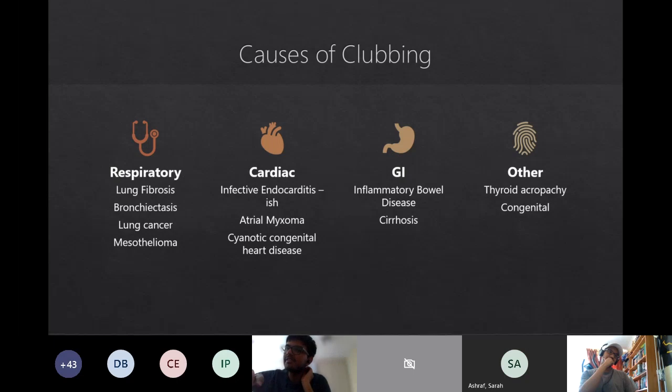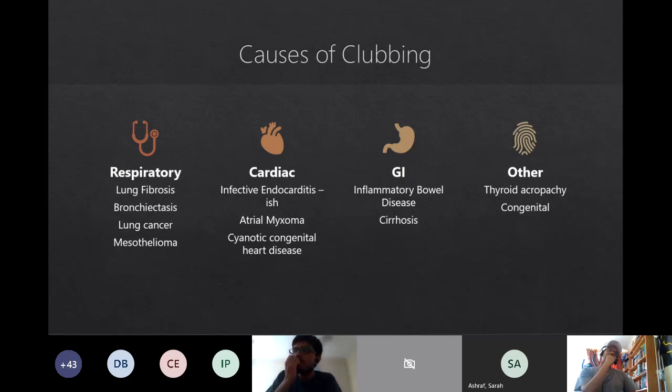To be fair, you might not have heard of the other one. Transposition of the great arteries. Have you heard of that? It's basically switching the aorta and the pulmonary artery. I had to think about it. That's basically a transposition of the great arteries. Those are the only two always cyanotic heart lesions.